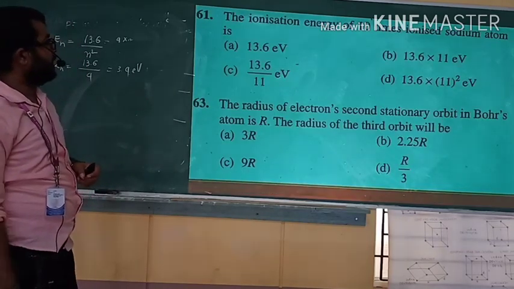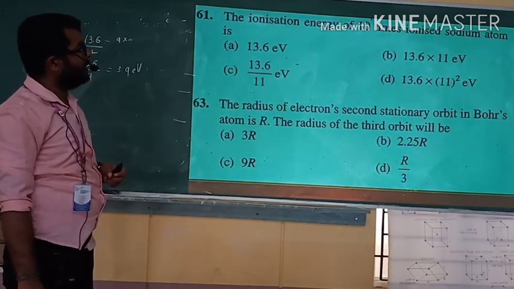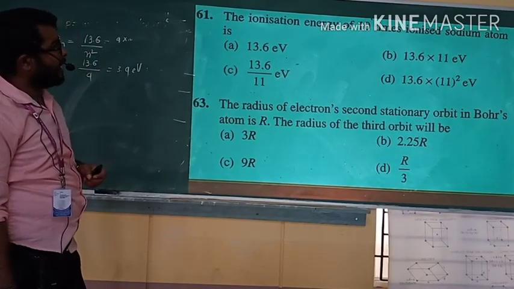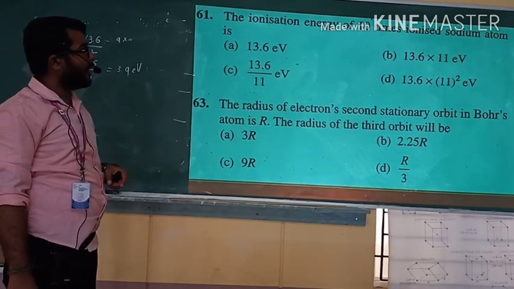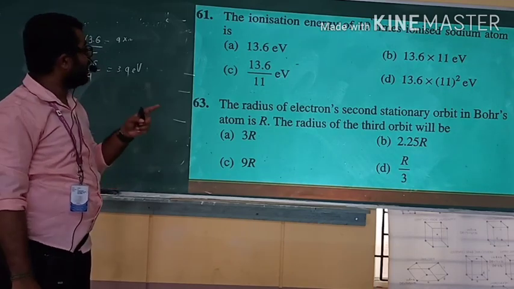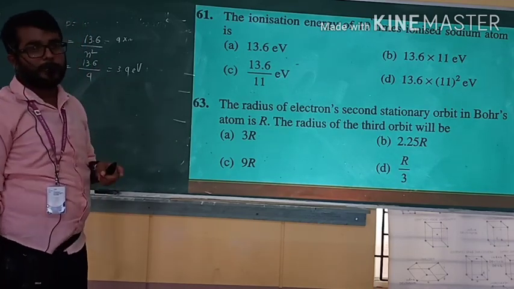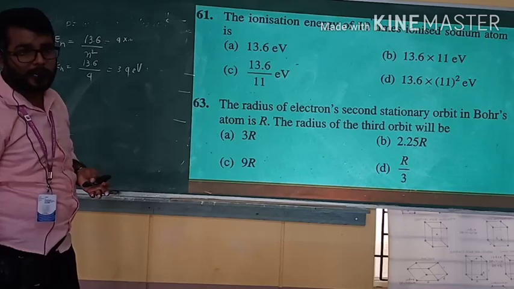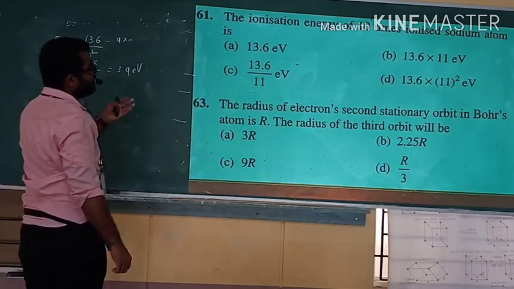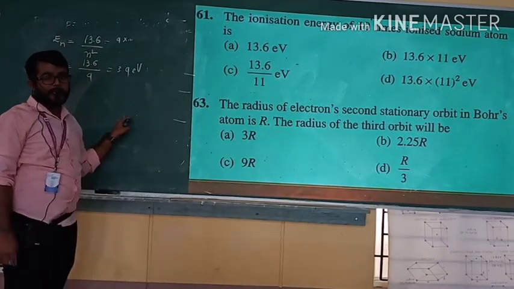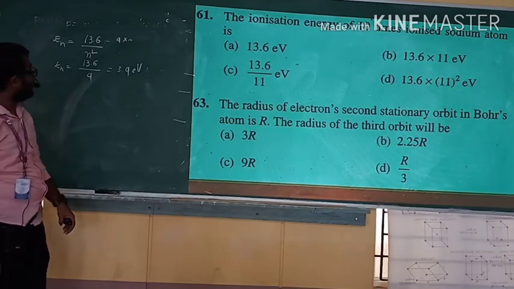So next one, the ionization energy of a 10 times ionized sodium atom is... So the sodium atom has been ionized 10 times. We need to find out the ionization energy.